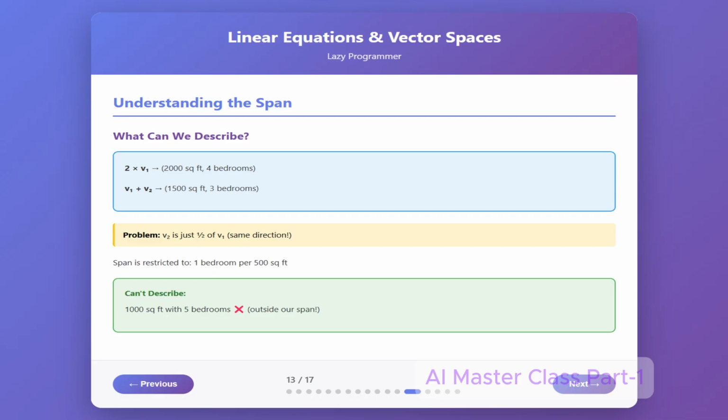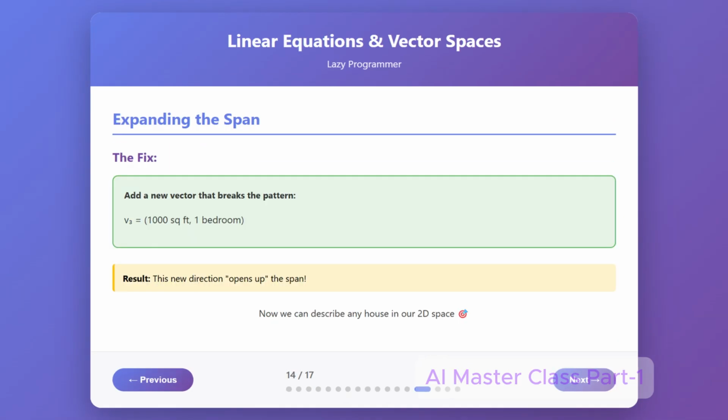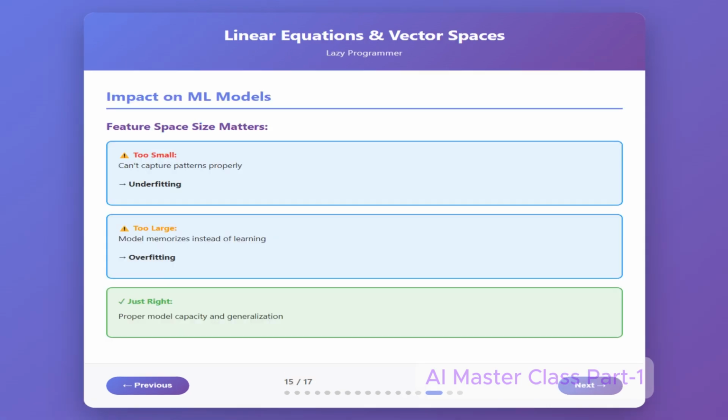To fix your span and cover the whole space, you would need a new vector that breaks the pattern. For example, a house with 1000 square feet but only one bedroom. That new direction opens up the span and allows you to describe more houses in the entire vector space. That being said, if your feature space is too small, the model can't capture the patterns properly, which we have clearly seen in our example.